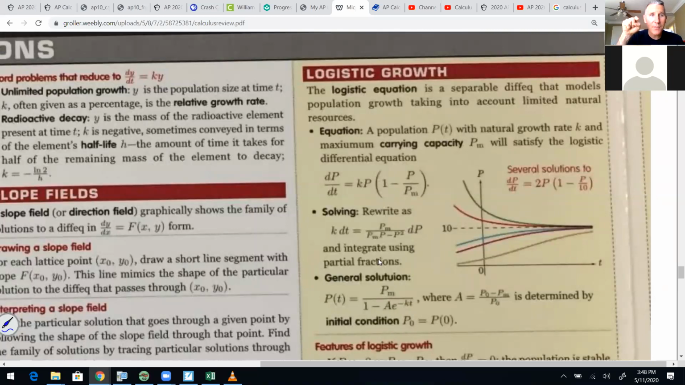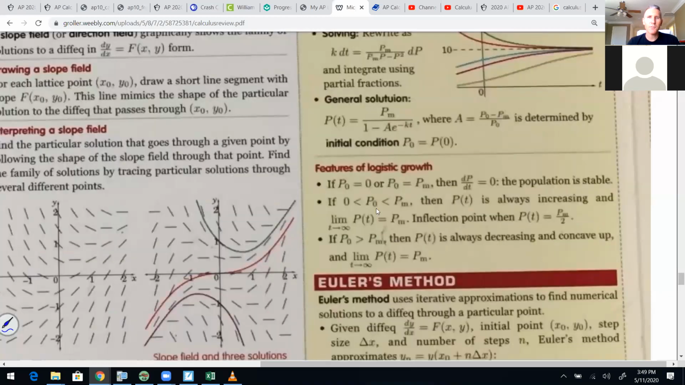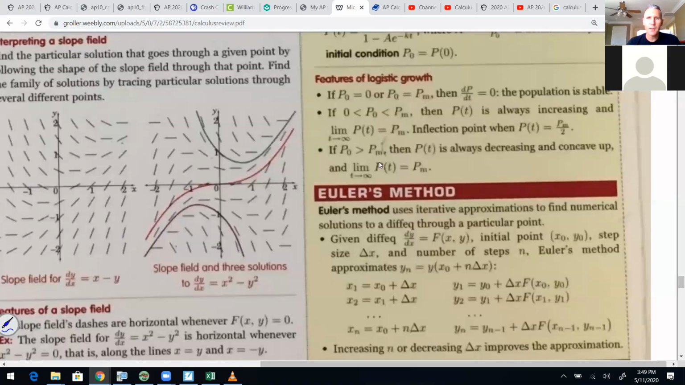Most students taking the AP Calculus BC exam don't have this readily available. They have to remember it. You have this readily available. And this goes through some of the features of logistic growth.